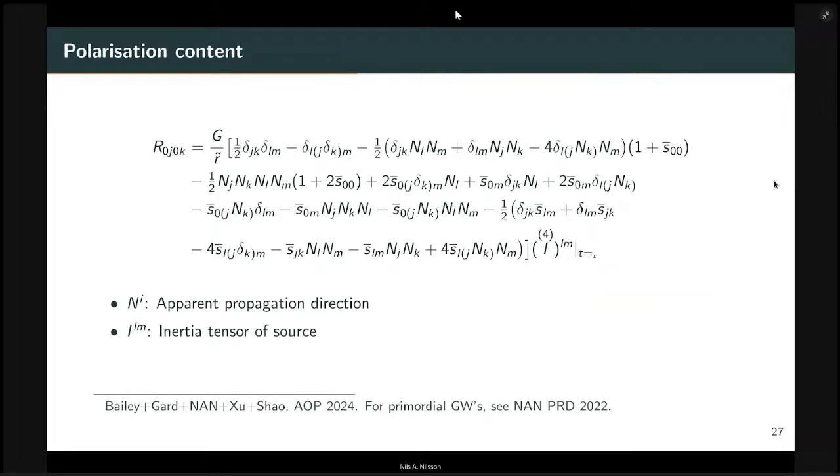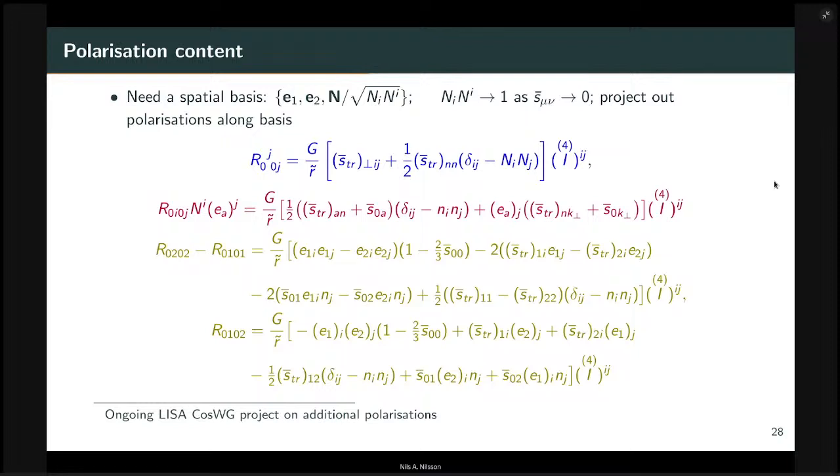So these are the spatial components of the Riemann tensor. This is how the detector will react to such a gravitational wave. This does not tell me very much, so I'm going to project this onto some spatial basis and extract the polarizations. We can do it just like this.